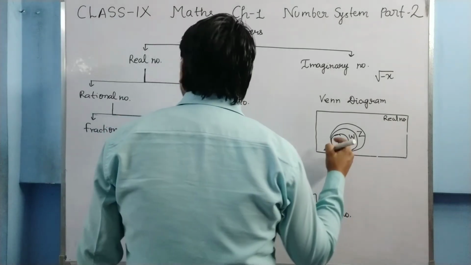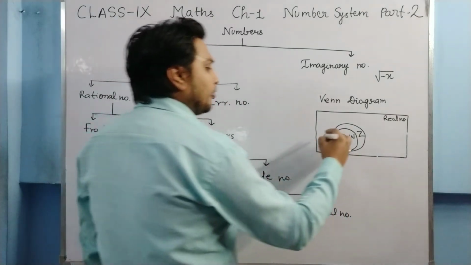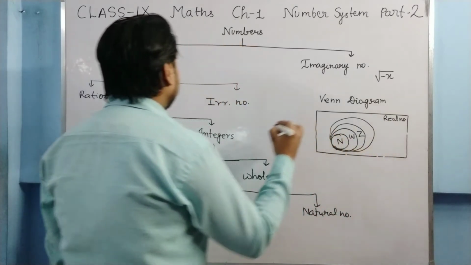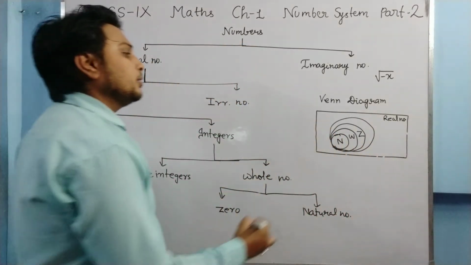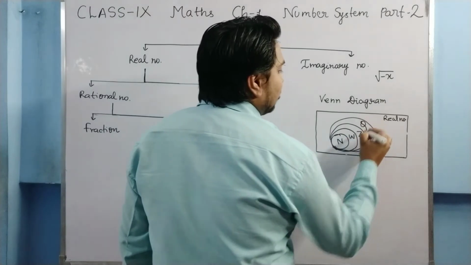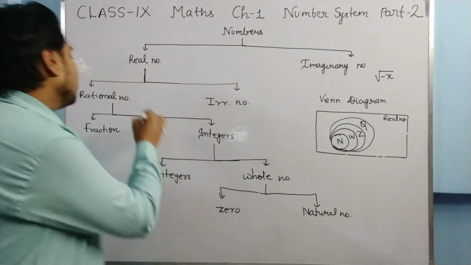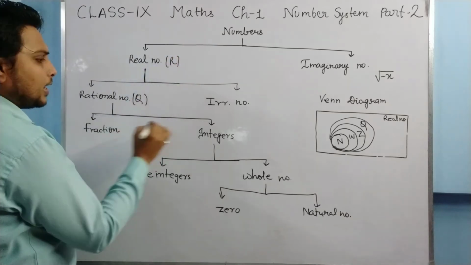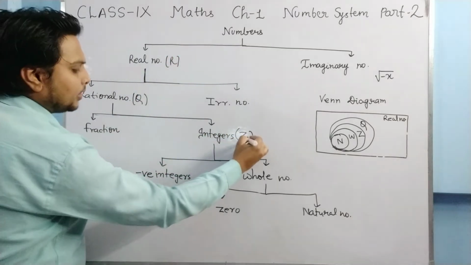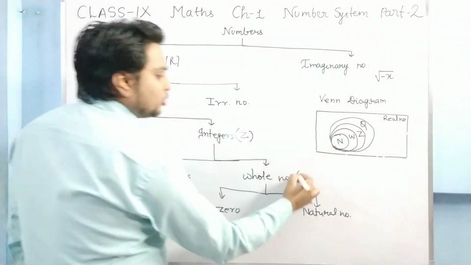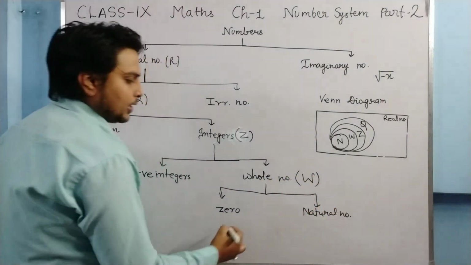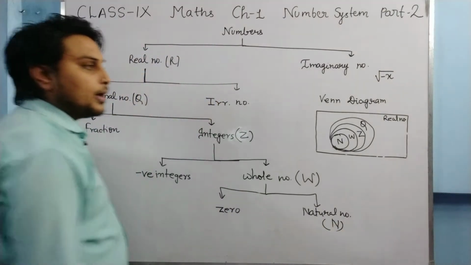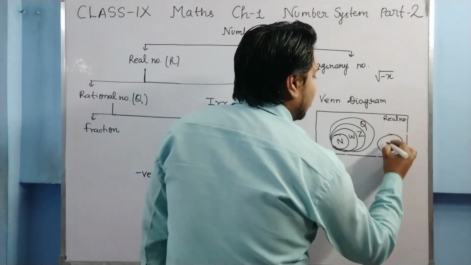In integers, if we add the fraction, then we will get the rational number, which is shown by Q. Real number is shown by R. Integers are shown by Z. Whole number is shown by capital W. And natural number is shown by N. And one set of irrational numbers is there, which is separated.